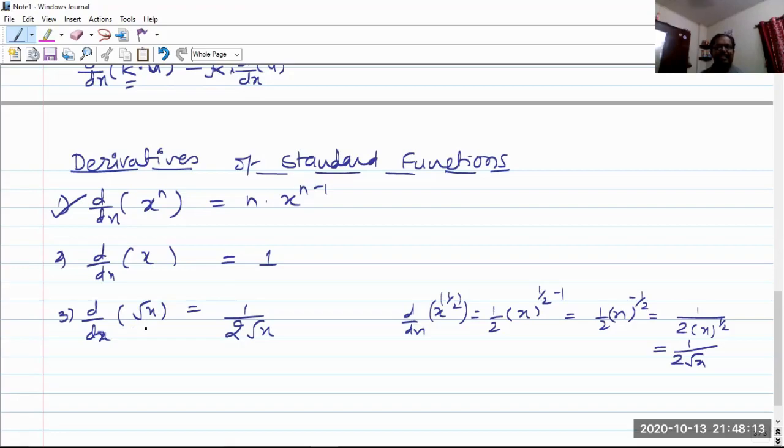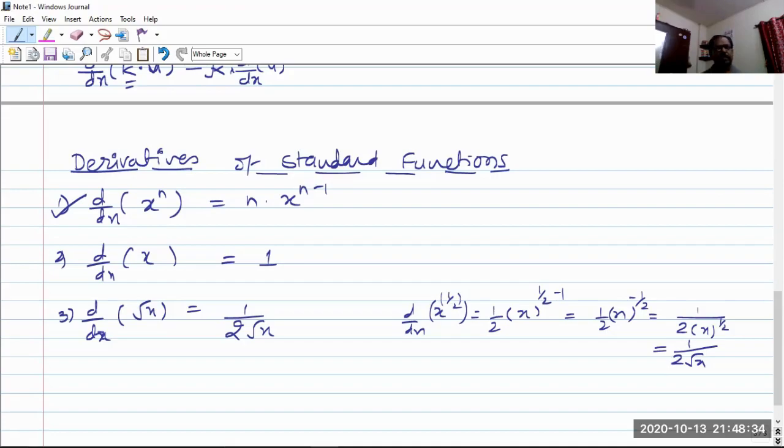So for any algebraic function, it may be only x raised to n, it may be x raised to 1, or it may be x raised to any negative power. In all these cases, we can apply the first formula, the derivative of x raised to n, to get the required derivative of the function, right?